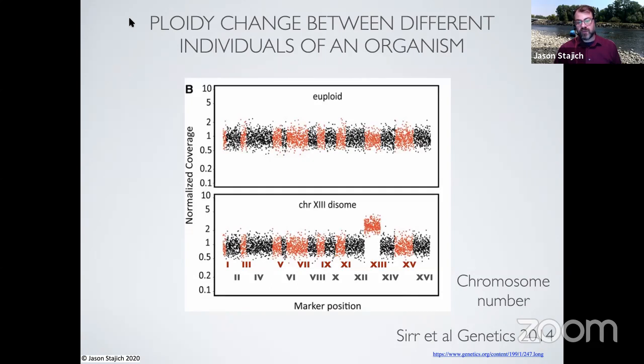And so this is a really simple view of this where we can just scan along the genome and ask where is that average coverage different? And you can see in this case that chromosome 13 has an average depth of coverage that's a bit higher than the rest of the genome. And that's what an aneuploidy would look like.